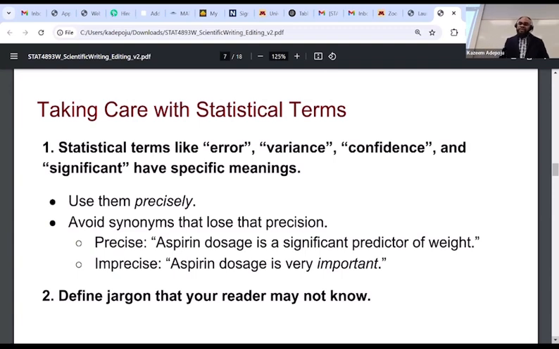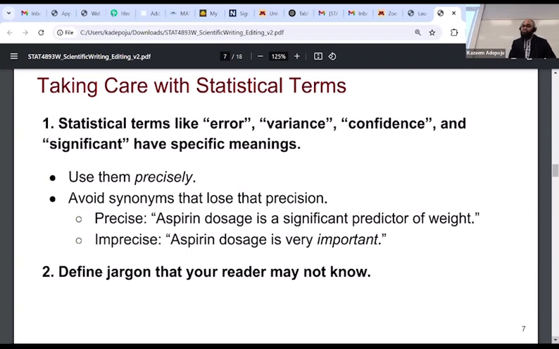I said that the other time. Statistical terms like error, variance, confidence, and significant have their specific meaning. I just wanted you to know that. Error is different from residual, and it is different from variance, the confidence, and so on. They all have their specific meaning, so make sure that you use them precisely. Another thing I'm going to talk about is to avoid synonyms that lose that precision. We always want to make sure that we have an improved precision in our research. Avoid synonyms that will lose that precision.